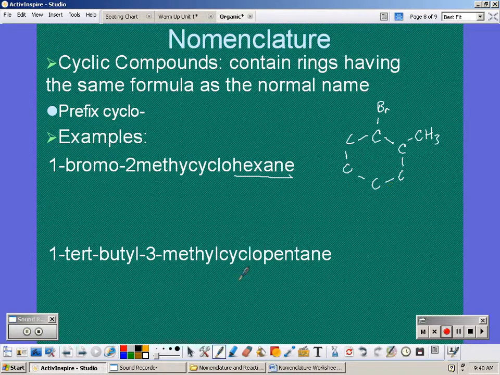Down here at the bottom, we have 1-tert-butyl-3-methyl-cyclopentene. So pent means 5 this time. So it looks more like a house. On the first carbon, I have a butyl group. Now this tert just means that it's not going to be 4 chained up.